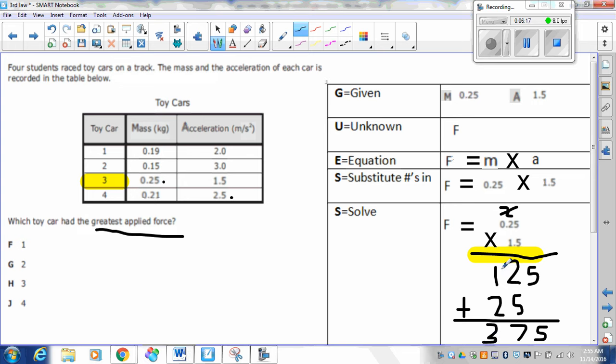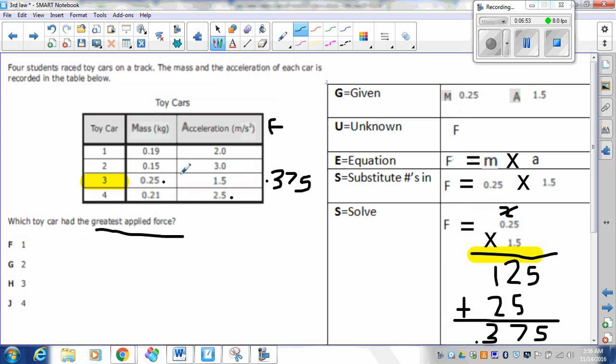Now, multiplying with a decimal, I'm going to count 1, 2, 3 digits behind the decimal point in the problem. So my answer has to have 1, 2, 3 digits behind the decimal point in the answer. So I solved it. F equals 0.375 newtons. So this was number 3. I'm going to write that here. And bear with me, I'm writing with a mouse instead of a real pen. I'm going to make another little column right here for my forces.